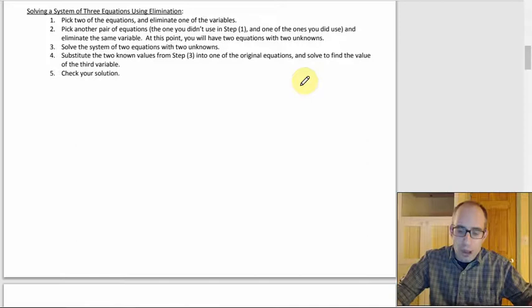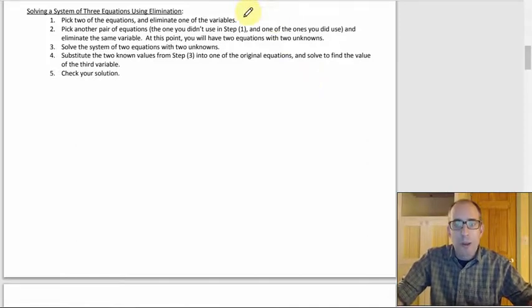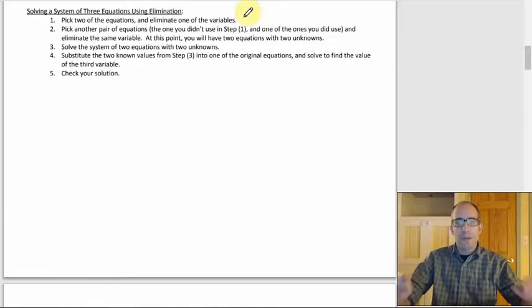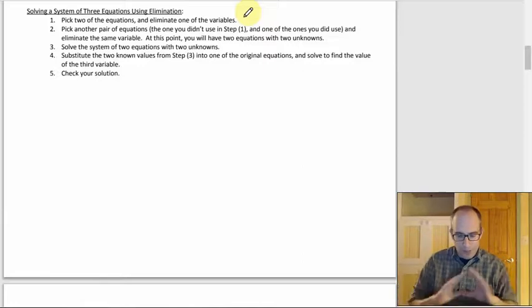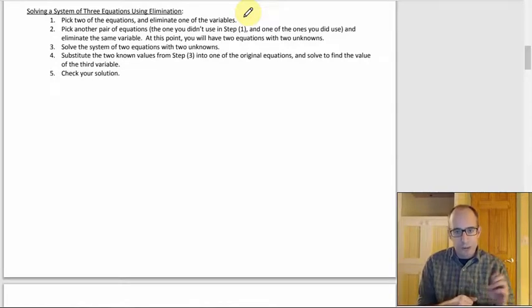So what I would do, where it says pick two equations, it doesn't matter which two. Before I even did anything, if I get a system of three equations and I've got to solve this, the first thing I do is put the pen down, because I want to make sure I look over the whole thing and figure out what variable is going to be the easiest one to get rid of. And the best thing to look for is if there's an additive inverse somewhere.